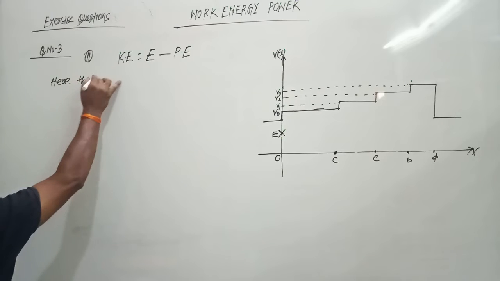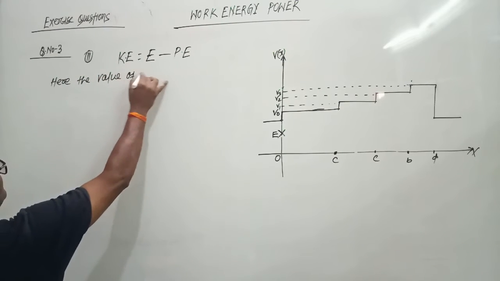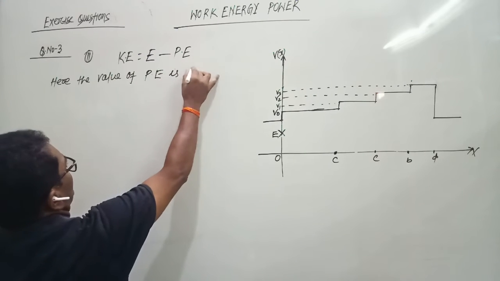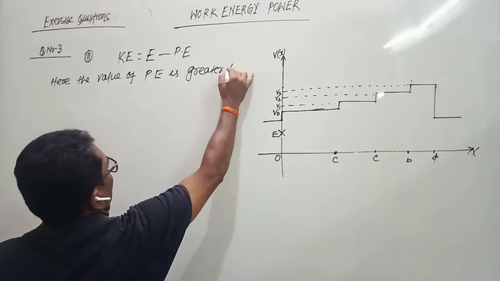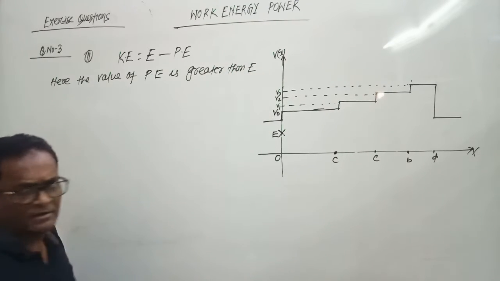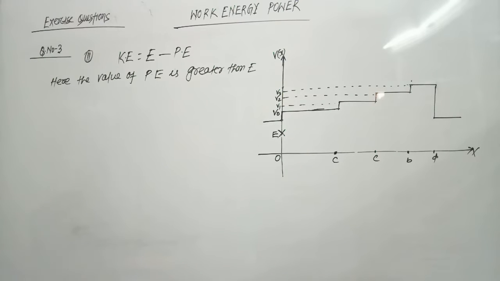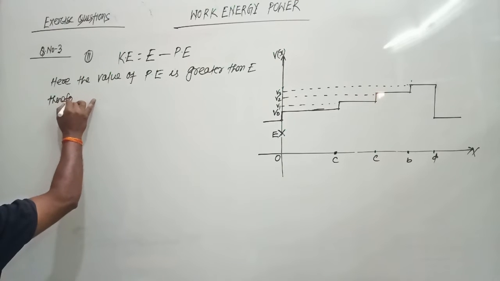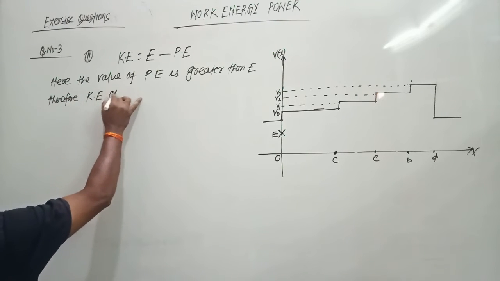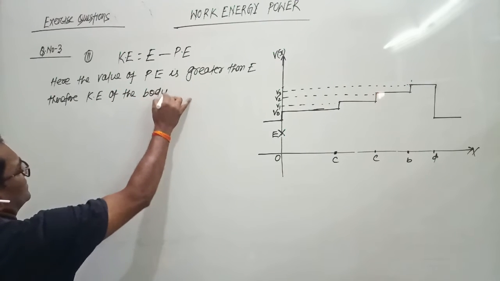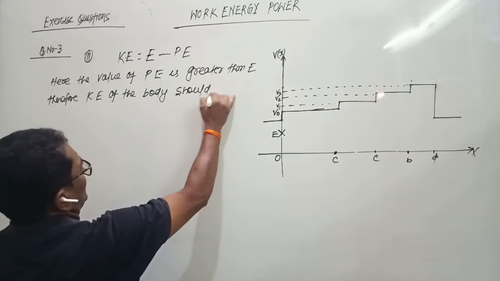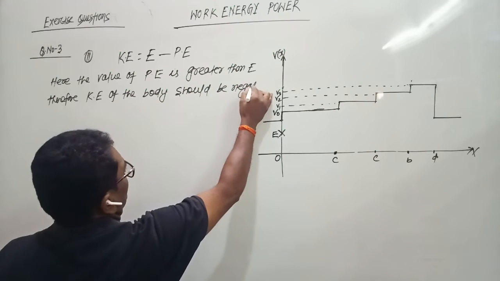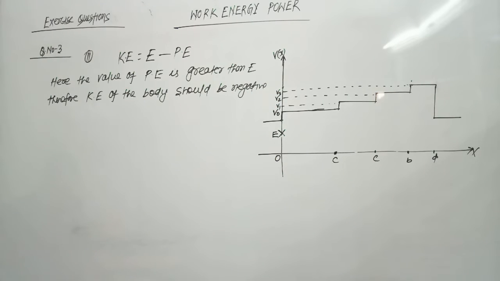For the entire graph, the value of potential energy is greater than E. Therefore, the kinetic energy of the body should be negative, which is not possible.